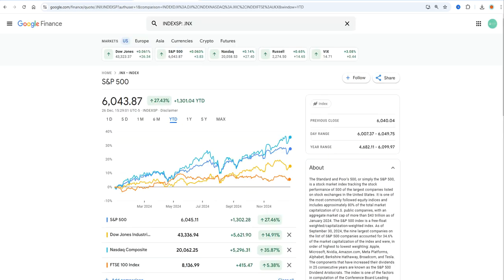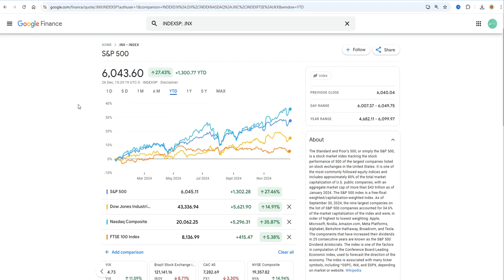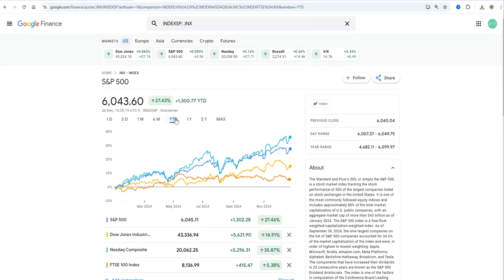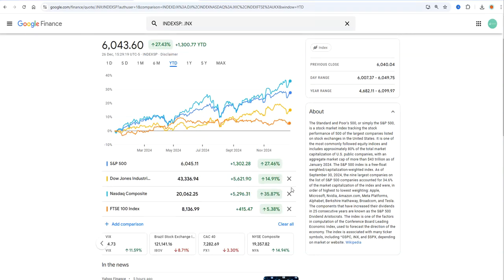So let's have a look at the S&P 500 before we actually even look at all of this. So year to date, the S&P 500 is up 27%, almost 28% right now. The Dow Jones about 15%, the Nasdaq about 36%, and the FTSE 100 is about 5%. Which is not great.